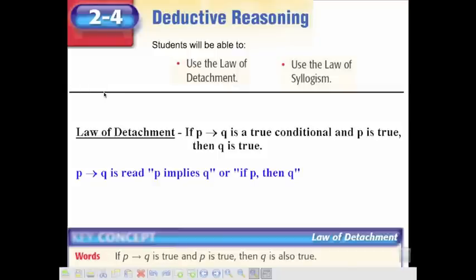In this lesson, we're going to be learning about deductive reasoning. There's two laws. One is the law of detachment. The other is the law of syllogism. So I'll give a basic understanding of what each one of those is.